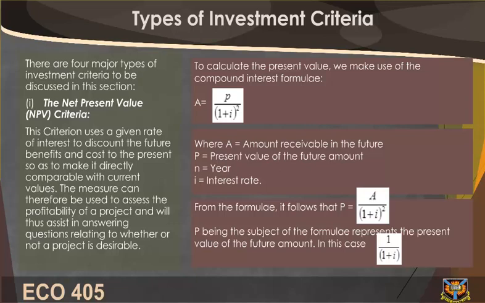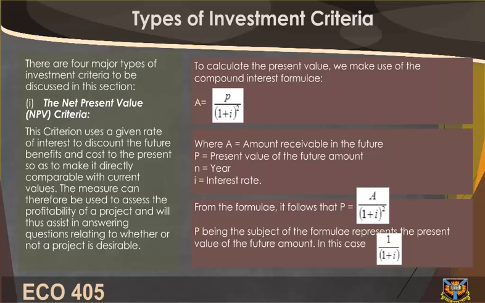Types of investment criteria. There are four major types of investment criteria to be discussed in this section. 1. The net present value, NPV criterion. This criterion uses a given rate of interest to discount the future benefits and costs to the present so as to make it directly comparable with current values. The measure can therefore be used to assess the profitability of a project and will thus assist in answering questions relating to whether or not a project is desirable.